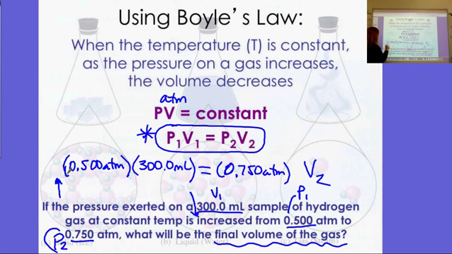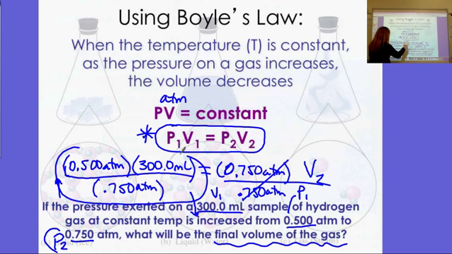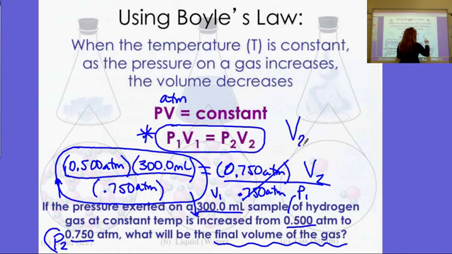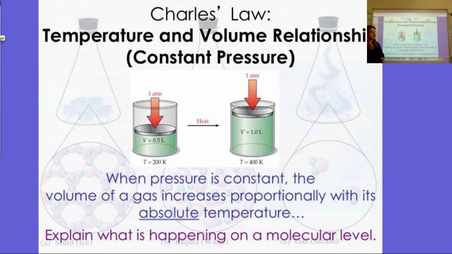So we do algebra. We multiply these two together. We have to divide both sides by 0.750 atm. So my V2 is equal to, punch this in your calculator. Your final answer, V2, should be 200 milliliters. Just an equation. We don't need FLM for this one. That would be Boyle's law. Pressure and volume, Boyle's law.